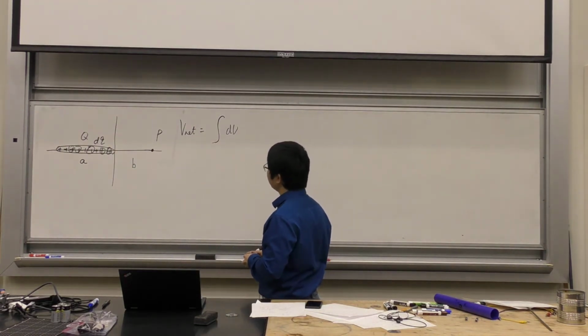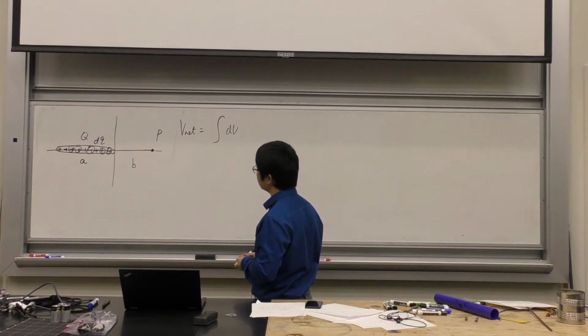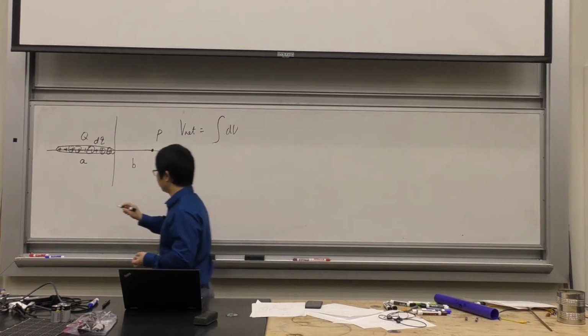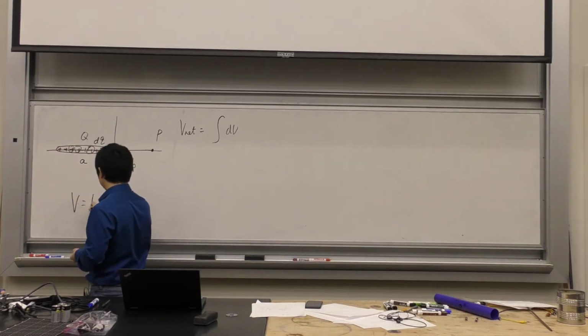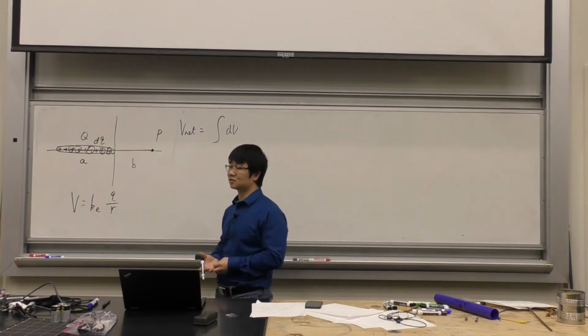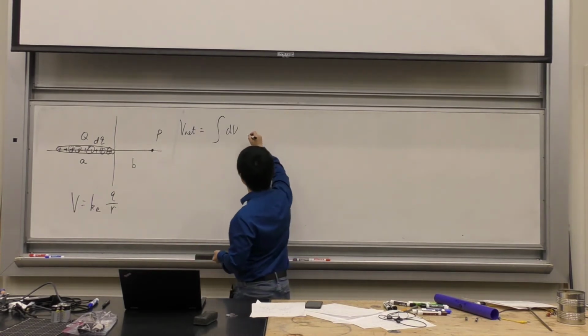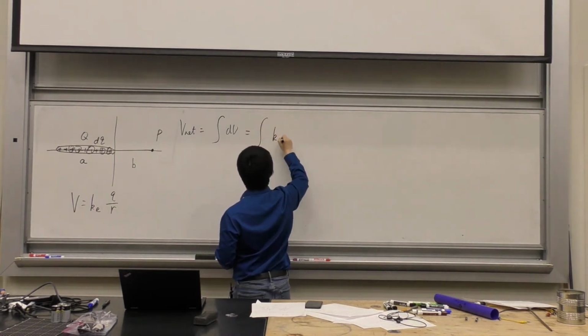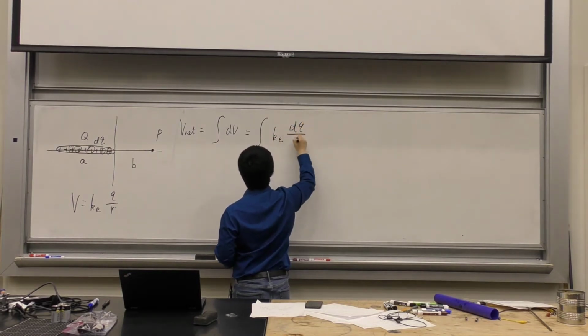And then, how do you write this dV created by dq? I can still use the theory for a point charge. For a point charge, we derived this. Now you call the charge dq, you're just changing the symbol. It doesn't matter. I'm just going to write it down, dq over r.